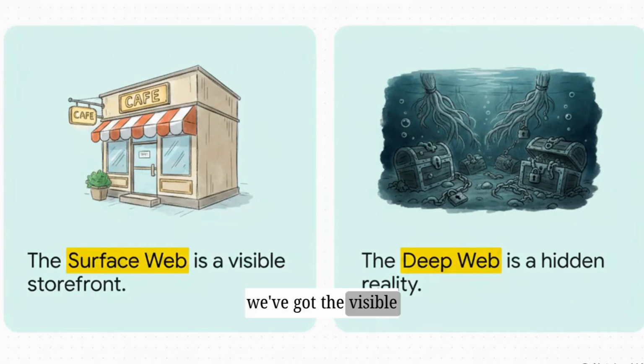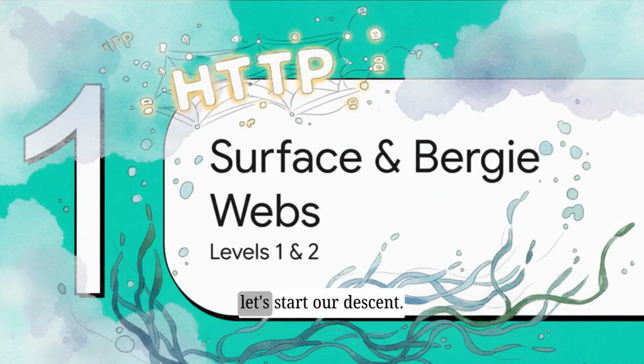On one side, we've got the visible storefront of the surface web, running on standard HTTP protocols. It's safe, it's indexed, it's highly commercialized. But across the divide is this hidden reality. It's a massive, unseen ecosystem that values secrecy, permissions, and survival way more than searchability. All right, let's start our descent.